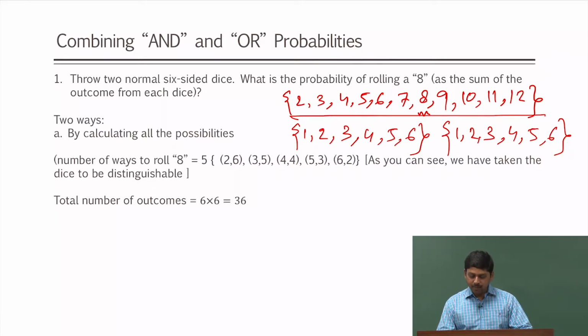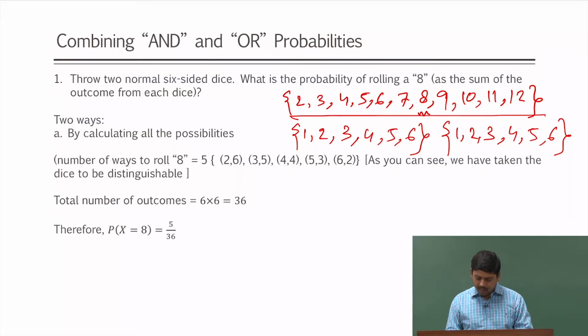You imagine that you throw a die and you get any of these possibilities, you throw the second die and you get any of these possibilities. So, total possibilities of outcome will be 36, out of which only 5 will give you 8 as we mentioned here. So, we get 5 by 36. That is the first way done.